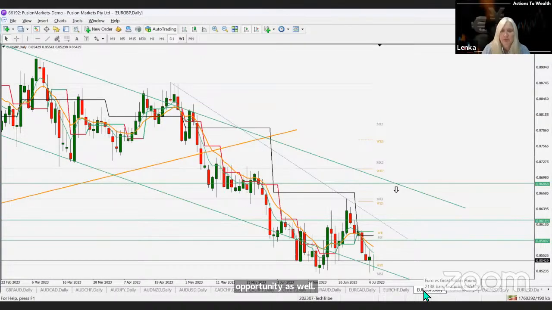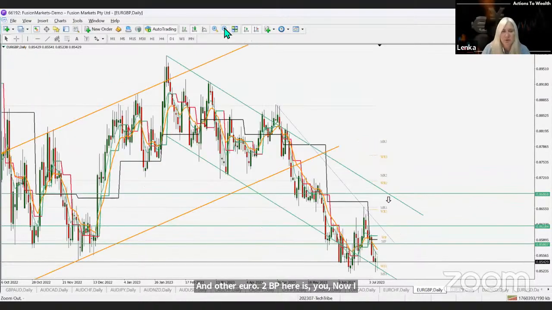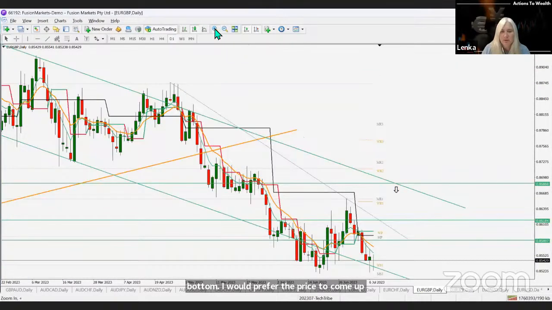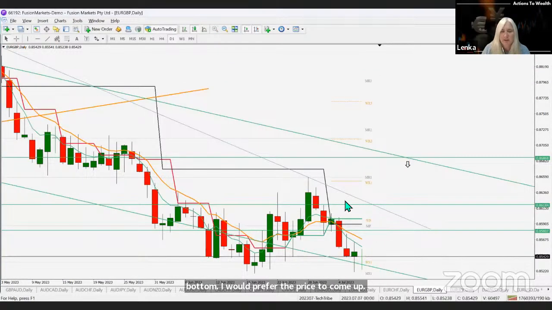The other one is Euro GBP. I'm looking at short opportunities. I don't like where it is because it's right at the bottom. I would prefer the price to come up. So if there is any bounce and a lower high, then I would look to short again to that level, at least for partial profit.